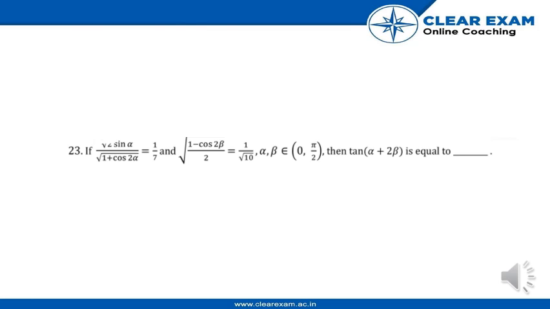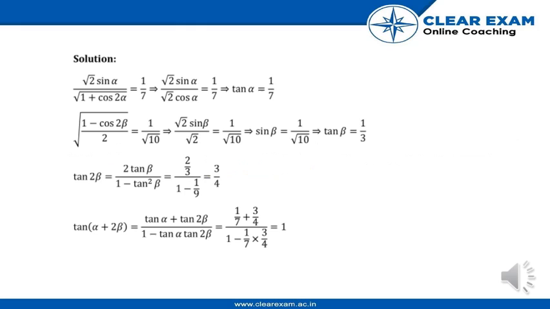We are given an equation, this one. We have to find the value of tan(α + 2β). This is the given part in the question. From here we derive that tan α will be 1/7. Now using this value, this is also given in the question.